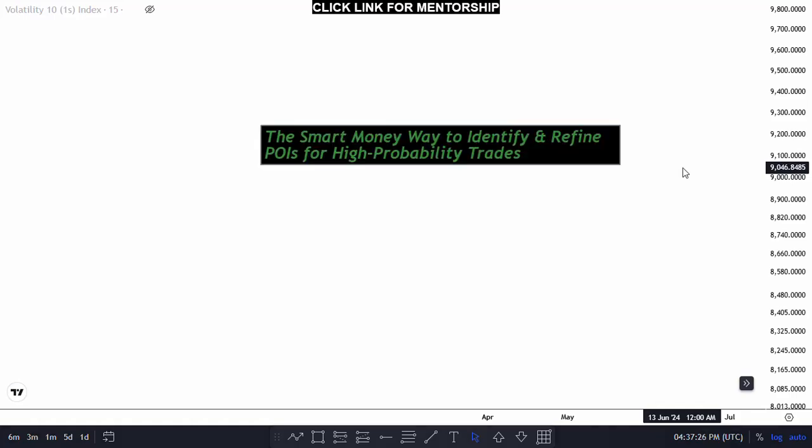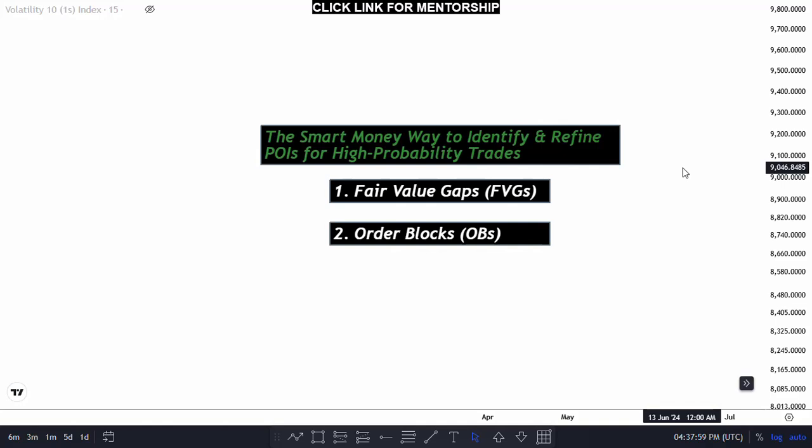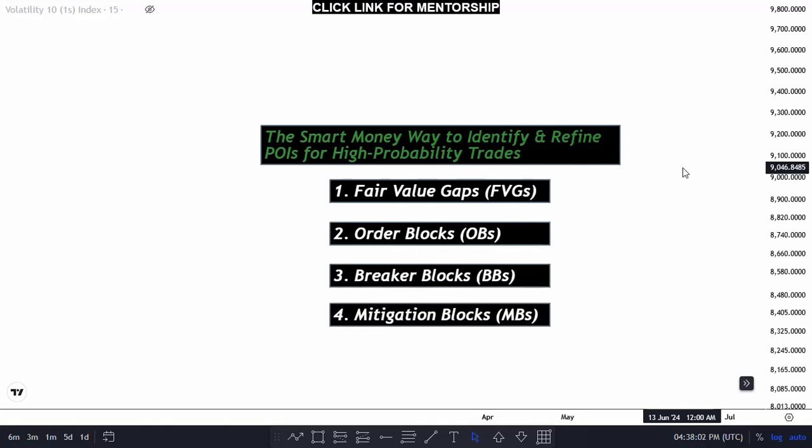So in this video I want to talk about the smart money way to identify these POIs and refine them for high probability trades. So I'm not just talking about ordinary POIs. These are areas that you just need to focus on whenever you open your charts. So the only POIs that we'll be focusing on are going to be a fair value gap, which is the most important POI among them all, order blocks, breaker blocks, and also a mitigation block. These are the only POIs that you need to focus on.